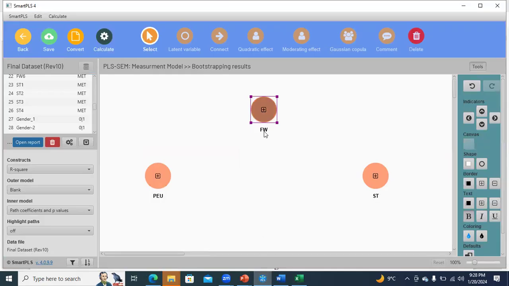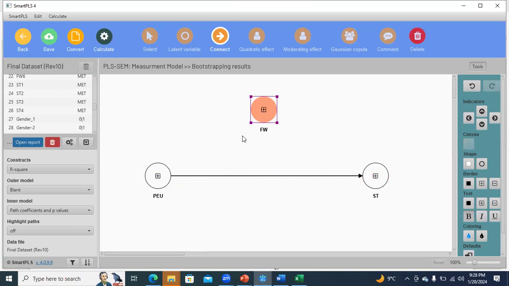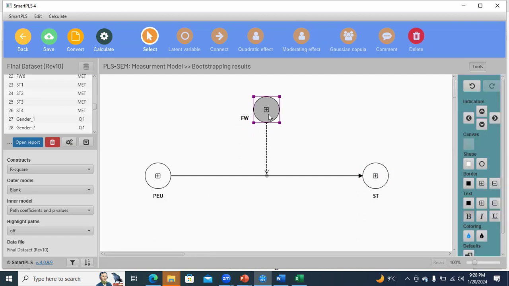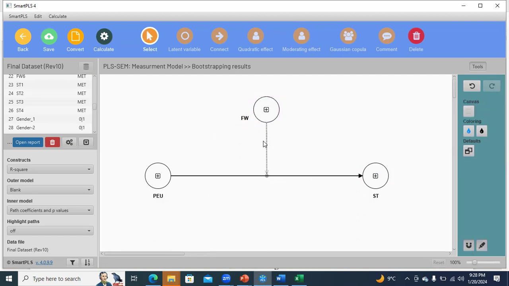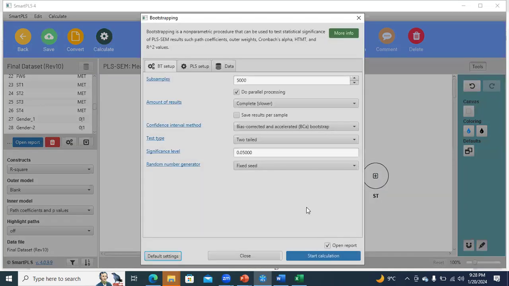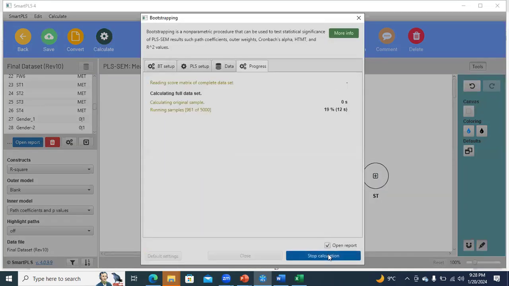So how can we run it? Simply connect them. This is the direct impact like this, and you need to draw a line on this path. It will automatically understand that you want to moderate this relationship. So you don't need to do anything else. You don't need to have a setting. You don't need to put anything. You just need to draw a line between a path of independent and dependent variable. Now you need to run it, bootstrap, and you can start calculation, moderation analysis.